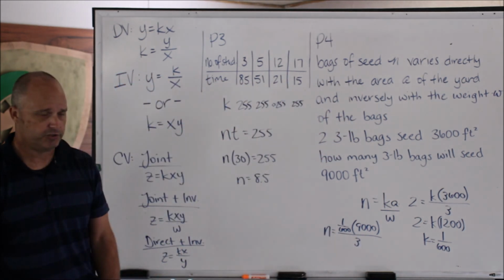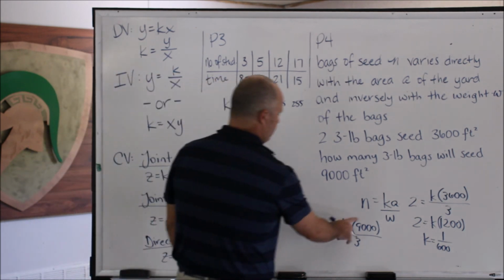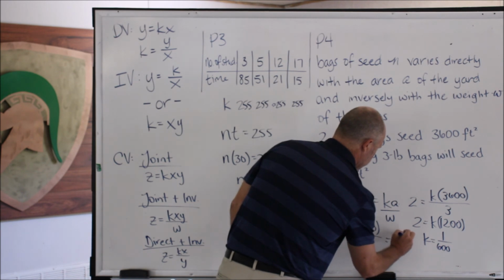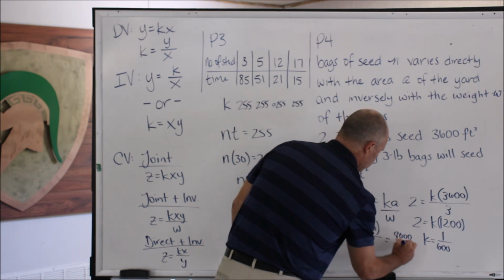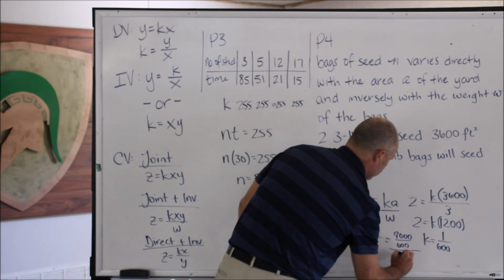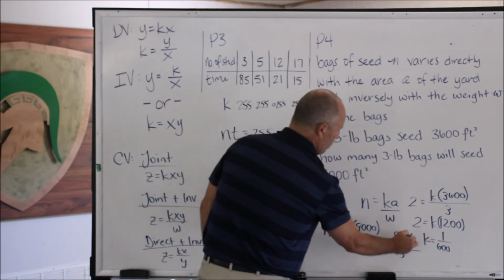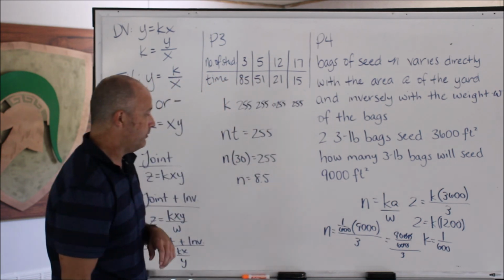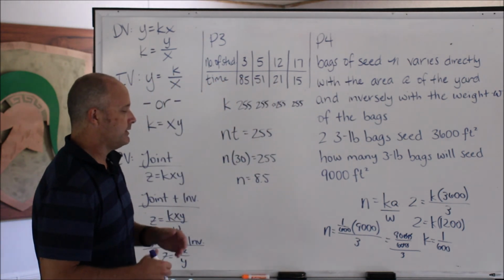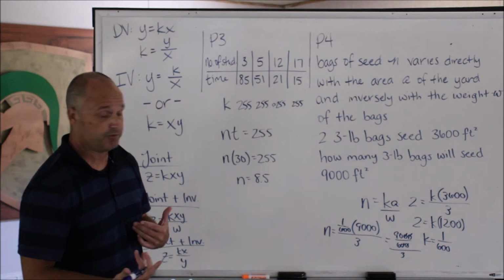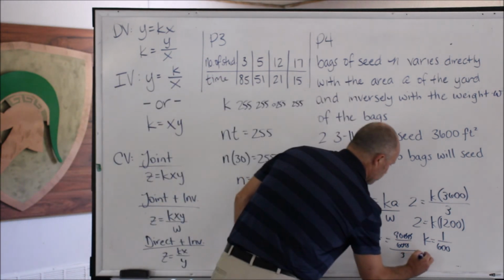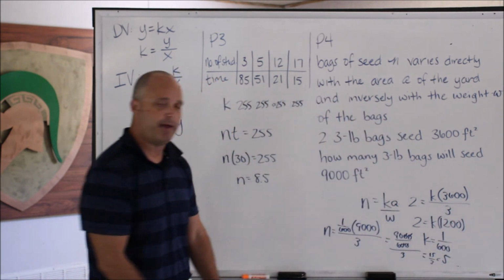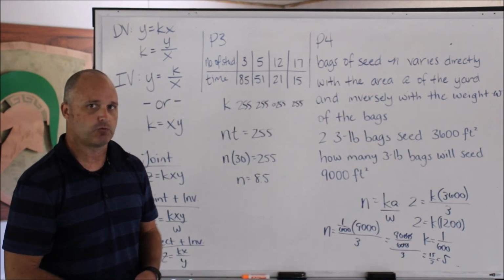Now there's a couple of different ways you could do this. I'm going to go ahead and do 9,000 over 600, and then all of that is going to be divided by 3. So go ahead and take off 2 zeros each. How many times does 6 go into 90? 6 is going to go into 90 15 times. So we get 15 over 3, which gives us 5. We're going to need 5 bags in order to seed 9,000 square feet.